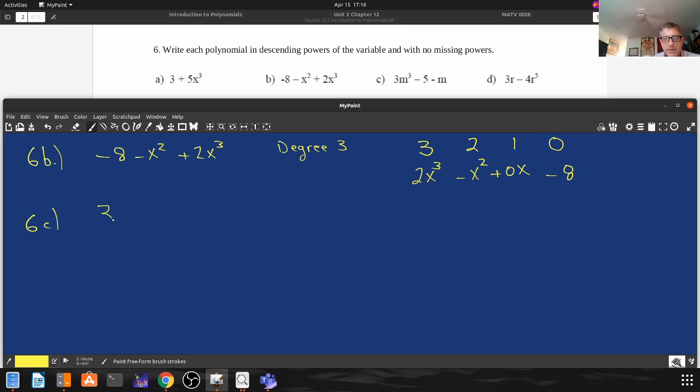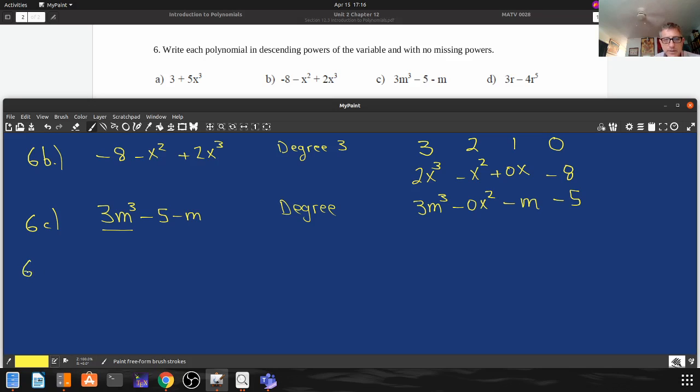It's a polynomial of the variable m. 3m cubed minus 5 minus m. This is also a degree 3 polynomial. So again, we'll have 3, 2, 1, 0. The degree 3 term I write first. The degree 2 term is missing, so I just put minus 0m squared. The degree 1 term is minus m, and the constant term is minus 5.